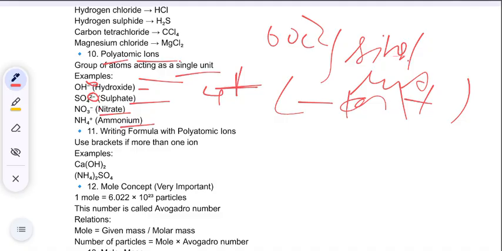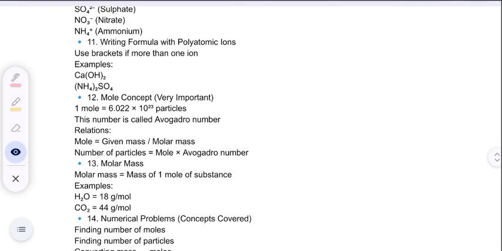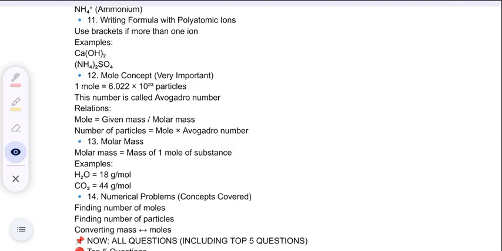Now writing formula with polyatomic ion. देखो, if you remember the steps you will never make a mistake, but if you do not remember the steps then no one can stop you from making mistakes. Use bracket if more than one ion is there. अगर एक से ज़्यादा ion is there then please use bracket.